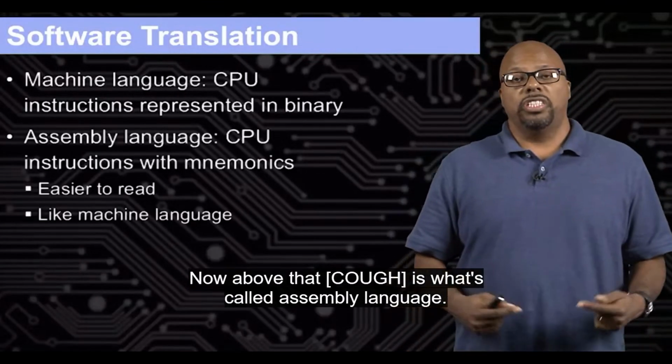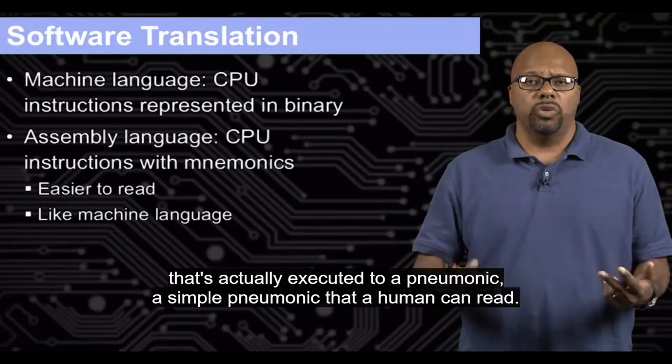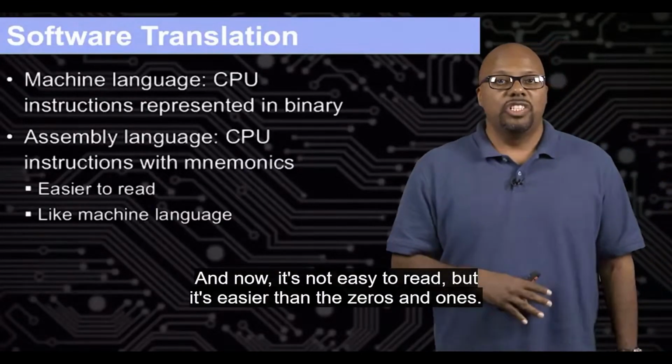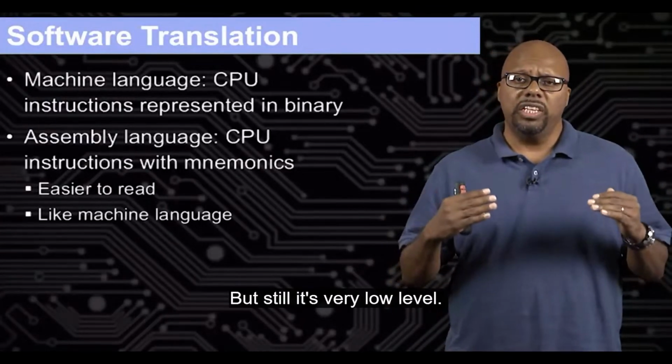Now, above that is what's called assembly language. Assembly language is basically a one-to-one mapping from the machine code that's actually executed to a simple mnemonic that a human can read. It's not easy to read, but it's easier than the zeros and ones. So instead of a sequence of zeros and ones, assembly code will say something like add R1, R2, R3. That's readable, but still very low level. These instructions are very simple.